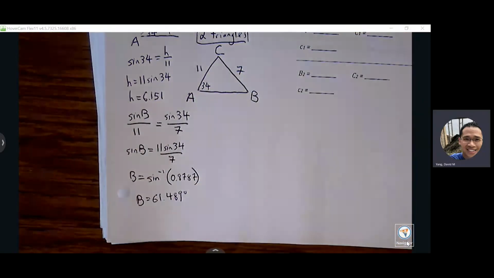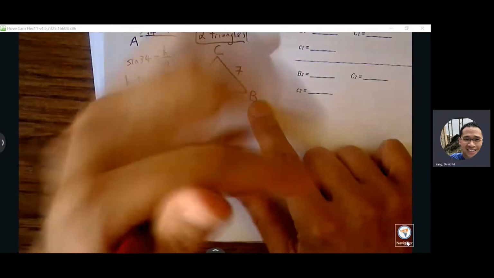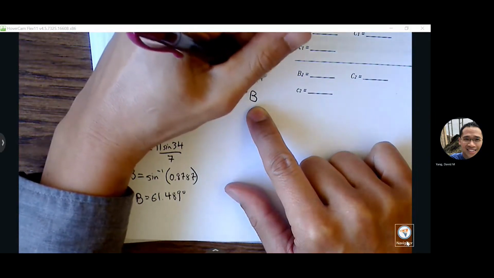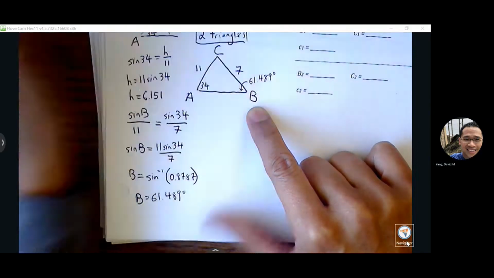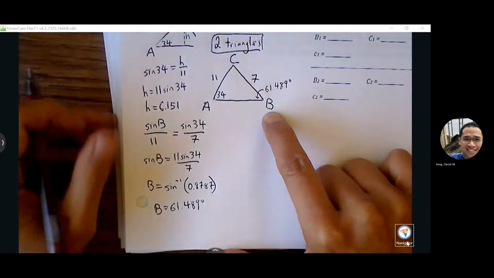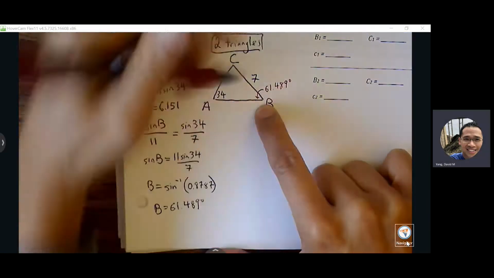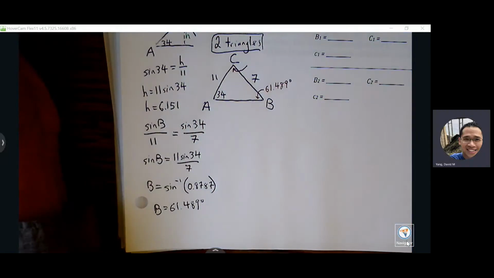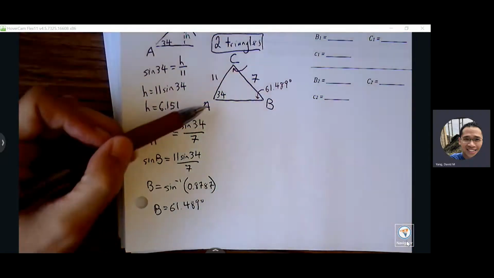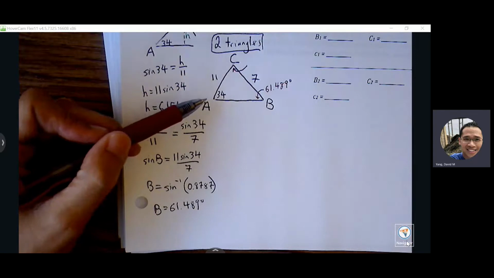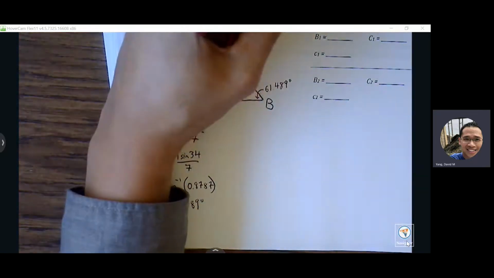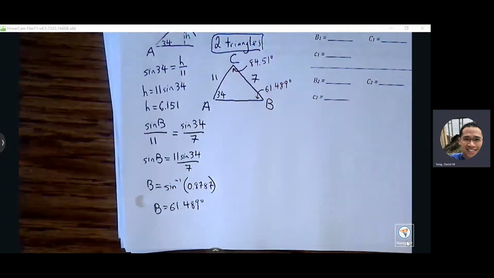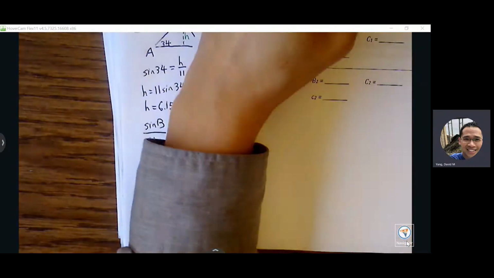All right, good so far? Okay, so I'm going to fill that in here. That third angle is now a lot more achievable. Subtract from 180. 180 minus 34 minus 61.489. Okay, so let's see what I have now.